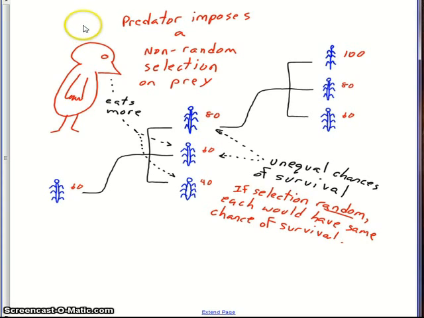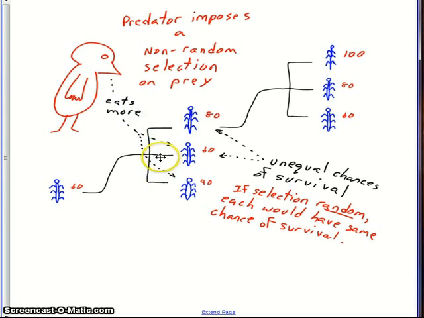Looking at it from the predator's point of view, we want to say that the predator is imposing a non-random selection on the prey. So from the predator's point of view, the predator sees some of the insects more easily than others. So the predator sees the 60%ers and the 40%ers more easily than the 80% stick insects, right? So this means that this is a non-random selection process. So while the variation might be random with respect to the environment and the wishes of the parents, the predator is imposing a non-random selection on the prey.